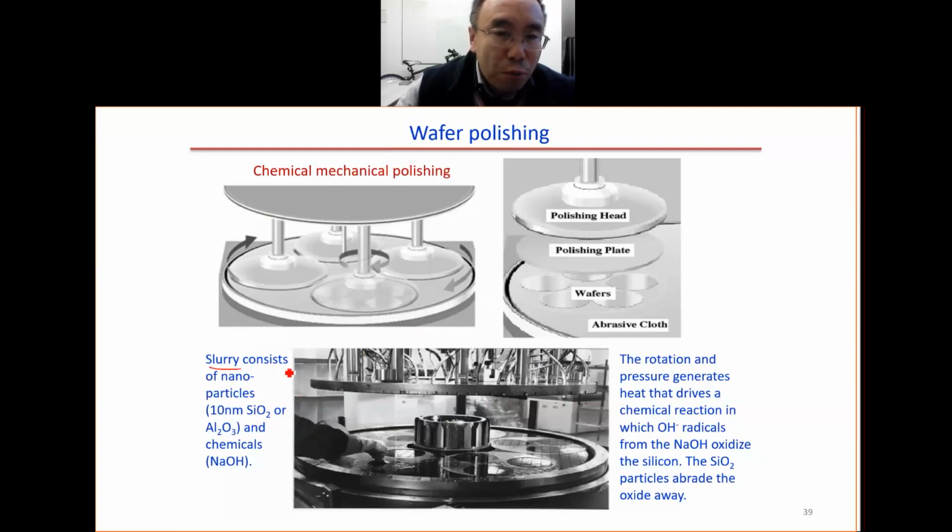The slurry contains two parts. One is the nanoparticles of oxide or aluminum oxide, which is very hard. And we have chemicals like sodium hydroxide. During the polishing process, we have rotation and pressure, so they generate heat. This heat drives the chemical reaction of the sodium hydroxide to oxidize the silicon. This oxidized silicon can be removed by these nanoparticles. In the end, the polishing rate is much higher than pure chemical or pure mechanical polishing.